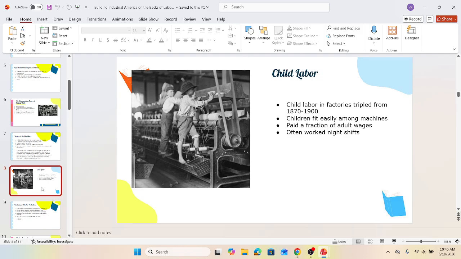We also see child labor really ramp up during this time period. Child labor in factories is going to triple between 1870 and 1900. Why? Well, you can pay children much less than adults. They often worked night shifts, and they can fit easily among large machines. And so their physically smaller size was a benefit to factory owners or managers who needed smaller hands and fingers to reach into certain parts of the machines and do various bits of work.